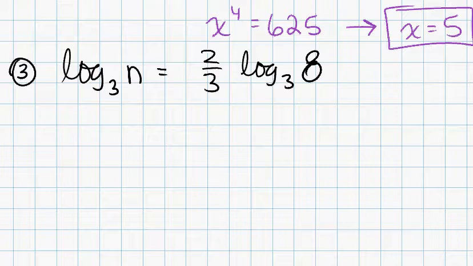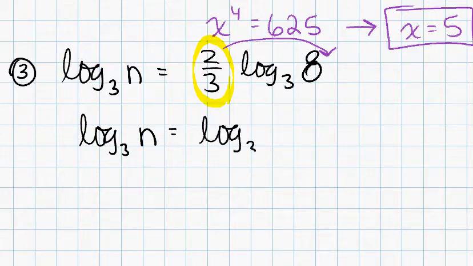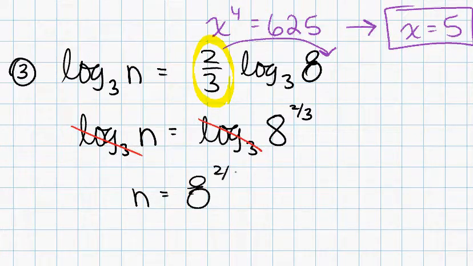Welcome back. Hopefully you decided that 2/3 was an exponent. And so you'd put it up here with this 8. And write it as log base 3 of n equals log base 3 of 8 to the 2/3. And the log base 3's cancel. So 8 to the 2/3. There are a variety of ways to get from 8 to the 2/3 to the correct answer. You could use your calculator. It might tell it to you.